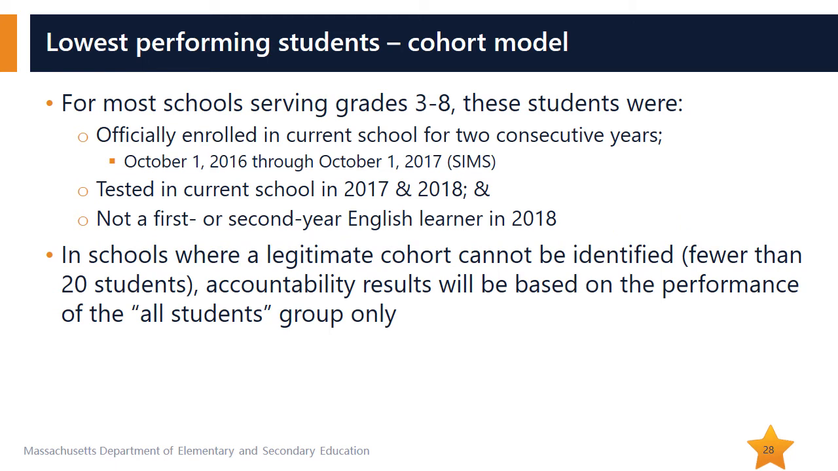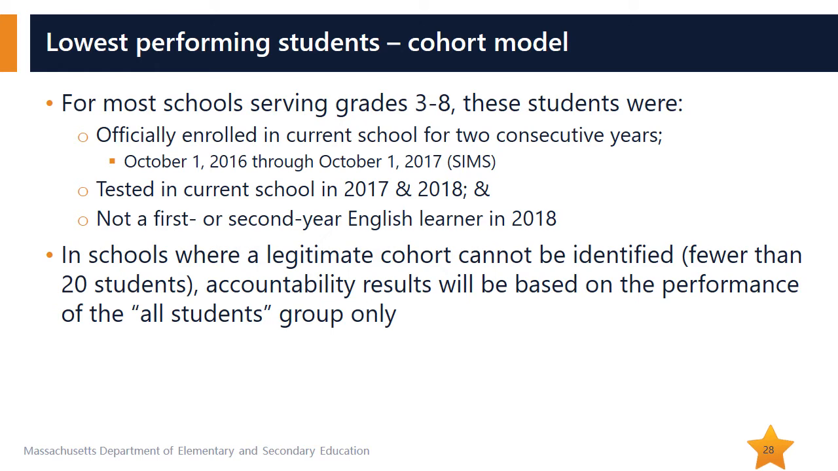There are 2 ways to identify the lowest performing students group in a school. The first is the cohort model. In the cohort model, students will be eligible for inclusion in the lowest performing students group if they have been enrolled in the school for 2 consecutive years according to SIMS data, and if they were tested in the same school in the current and prior year.